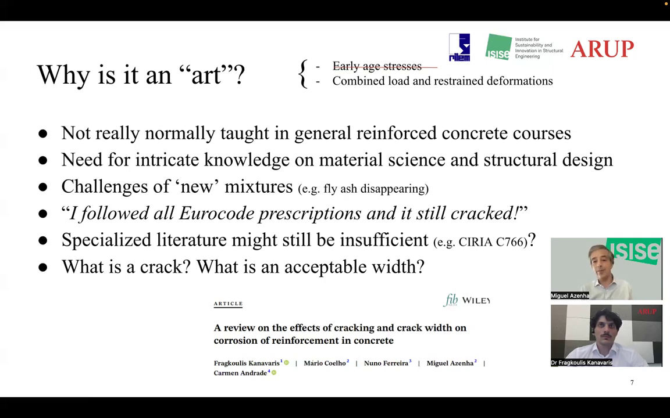And to go deeper in this matter, there's a very interesting review we did recently on the effects of cracking and crack width on corrosion of reinforcement in concrete, where we realized that even as of today, we don't have a unified judgment about this. So this is really complicated on several levels.